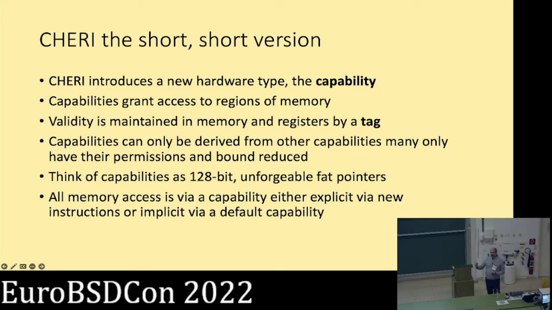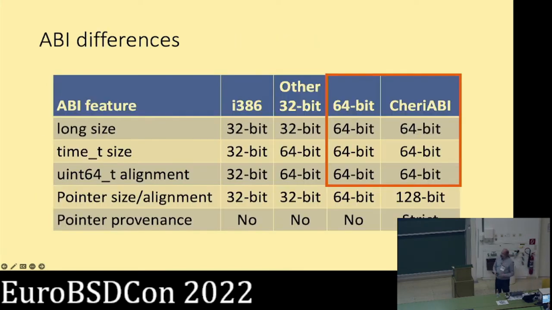But that capability can also be restricted. And in fact, in our CHERI ABI, that capability is null and has access to nothing. So you can only make explicit accesses. So this leads to some ABI differences.